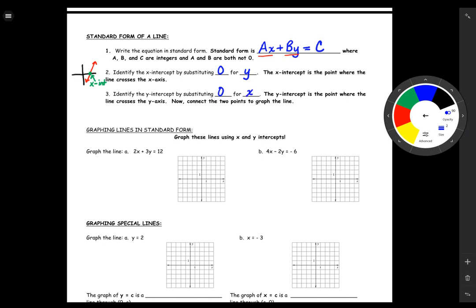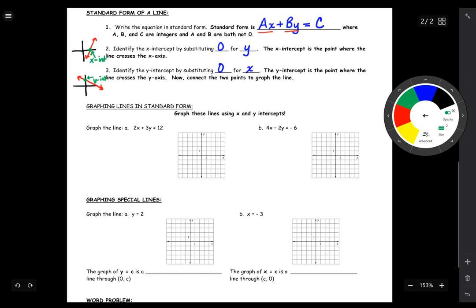Okay, and then we identify the y-intercept by substituting 0 for x and solving for y because you want the y-intercept. The y-intercept is a point where the line crosses the y-axis. So if I were to sketch this, this point right here is the y-intercept because it touches the y-axis. Now we would connect those 2 points. We would connect the x-intercept and the y-intercept with a straight line to graph the line. This is one of the few times that you can actually get away with only plotting 2 points and connecting them with a line. So let's do 2 examples.